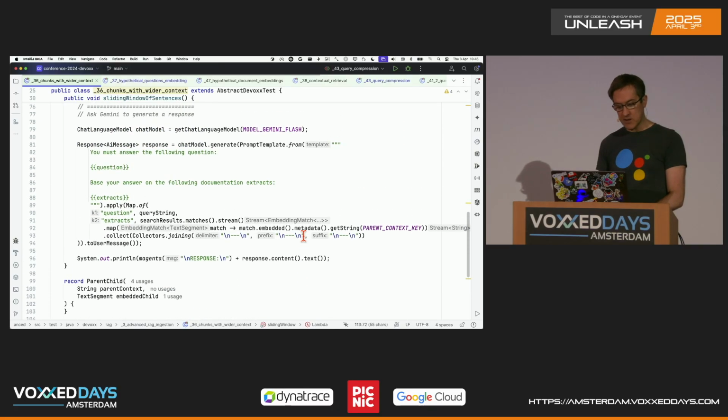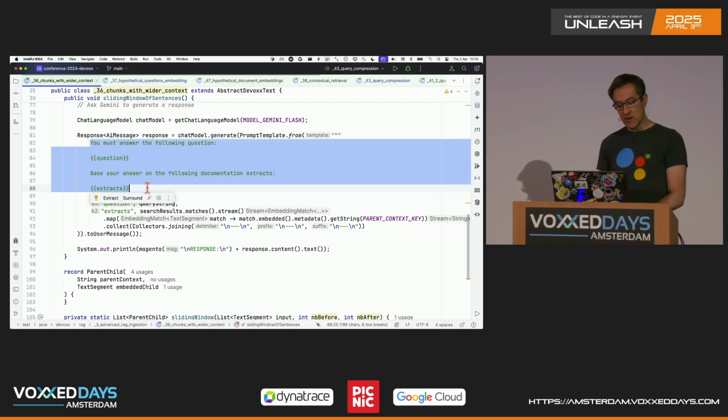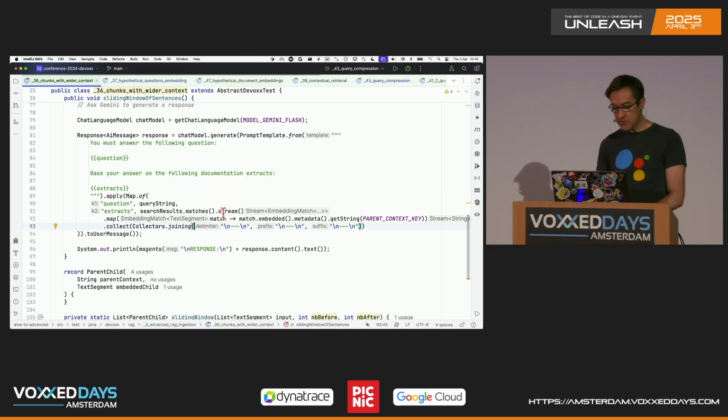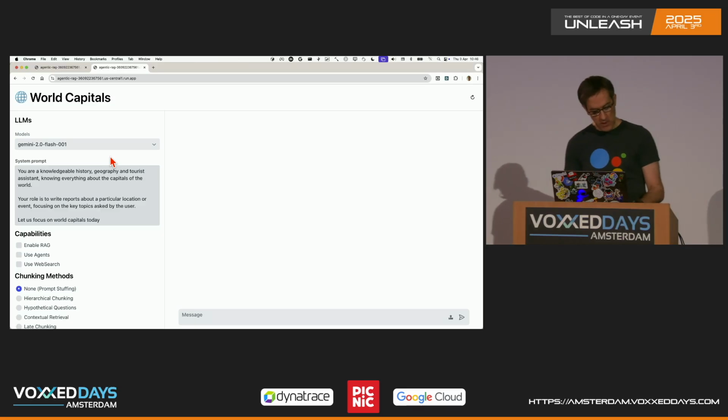And it gives good results. So when I augment the prompt here, when I replace the question and then the extracts, I'm going to replace the extracts with the metadata and the surrounding context instead of the one sentence that matched well. And I have a little demo here.